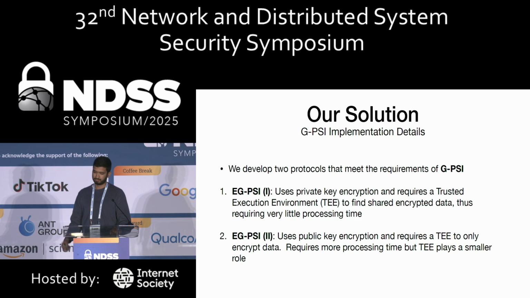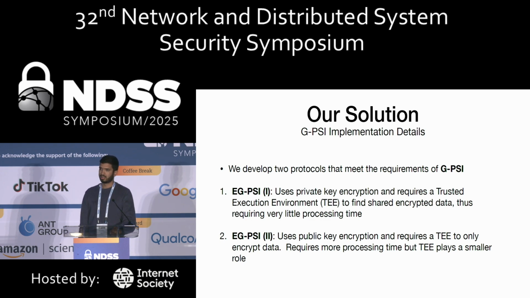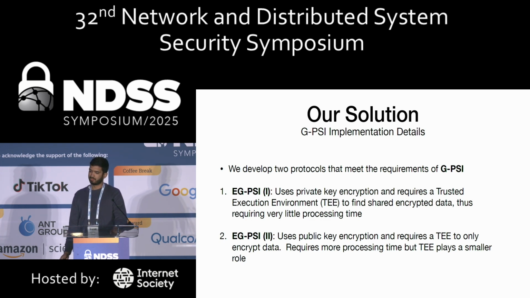And the EGPSI1 protocol requires the TEE to only find the shared encrypted data, and it, in general, requires relatively little processing time. The other protocol, which we call EGPSI2, relies on public key encryption, and it uses a TEE to compute the oblivious pseudorandom function, or OPRF, evaluation of its set elements. So once the clients encrypt the data using OPRF, then they can exchange their encrypted elements with the clients of the other group to find out the common intersection. And this requires more processing time, but the TEE is only required in the beginning to compute the OPRF evaluation, and once that is done, we don't need a TEE anymore.